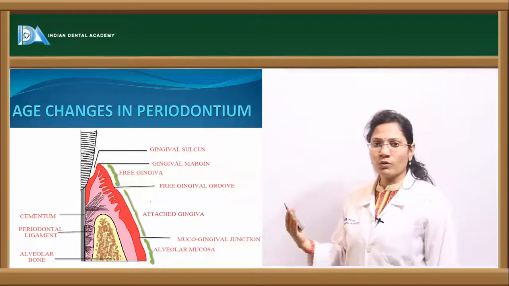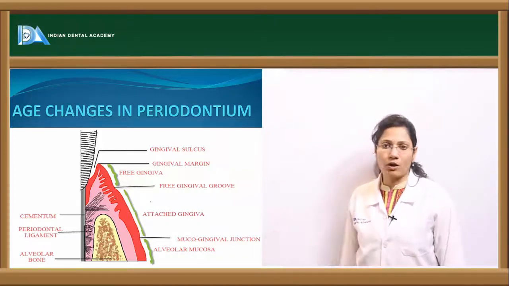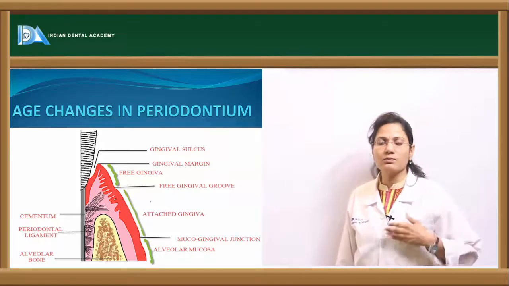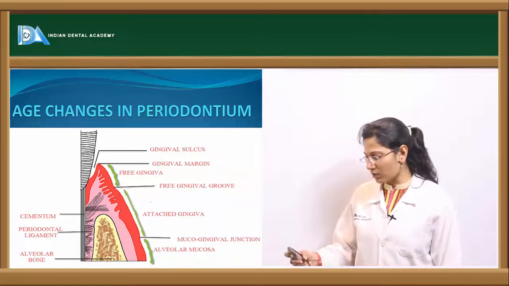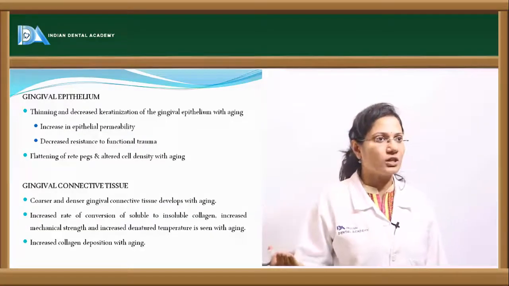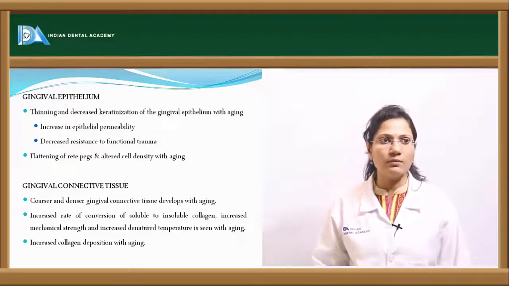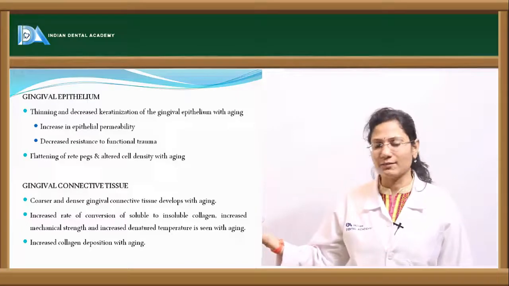So what we're going to talk about in this topic is the changes that happen in all of these periodontal tissues, be it your cementum, your gingiva, your periodontal ligament, or your alveolar bone. Now let's see slide number 1. First, we will talk about the changes happening with respect to your gingiva, be it the changes in the gingival epithelium or the changes in the gingival connective tissue.